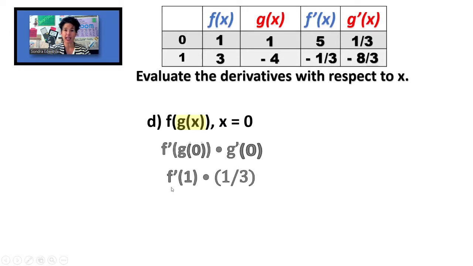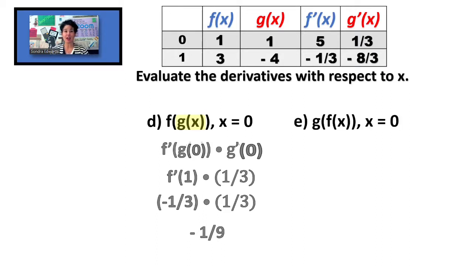Then I can find f prime of 1, since g of 0 equaled 1, f prime of 1. So looking back up in my chart for f prime of 1, go across from 1, look there, and it's negative a third. And so we take negative 1/3 multiplied by 1/3, and our final answer is negative 1/9.